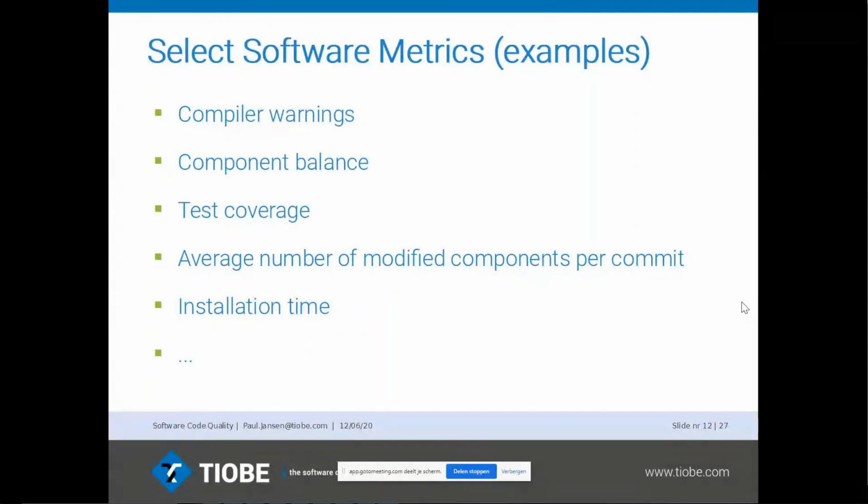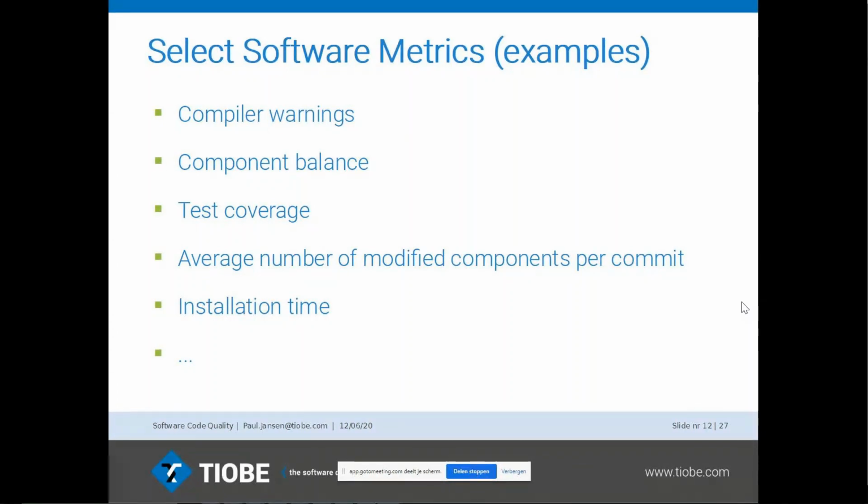One of them is, for instance, compiler warnings. That's obvious, of course, but also something like component balance. So is your tree structured quite well? Test coverage is one. These are things that you can measure while you already are developing software, but some of them you cannot measure yet.